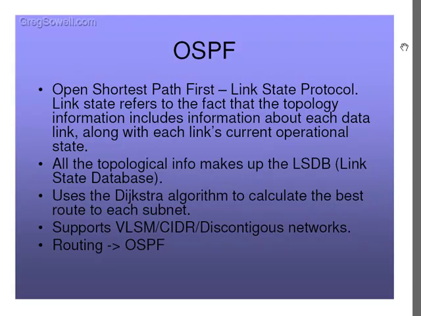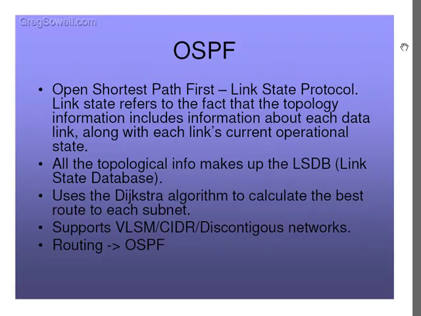Let's go ahead and talk about the fundamentals. It's a link state protocol. That refers to the fact that the topology information includes information about each data link along with each link's current operational state. So what does that mean? That means OSPF has this concept of areas. Inside of an area, every router has the exact same link state database. It's a database of information on that area, so it's going to have all the interfaces and all the routes that are associated with that area. The networks are going to be identical in every single router.